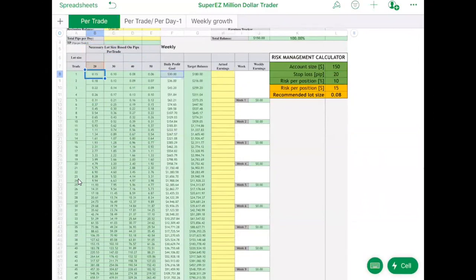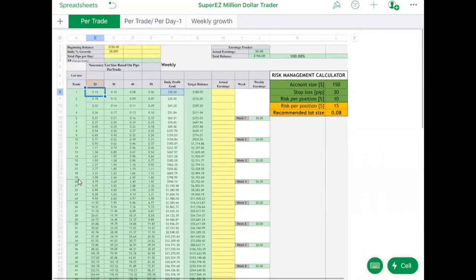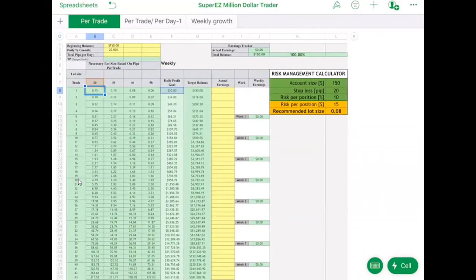The lot size you would be using is 0.15. Most $150 accounts can handle that lot size provided you have enough leverage. You cannot use that lot size with 50-to-1 leverage. You will blow your account. I think the minimum you would need is like 500-to-1. But if you were going for slightly more, your lot size is obviously smaller.